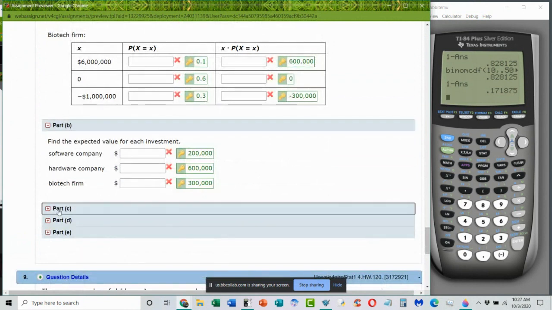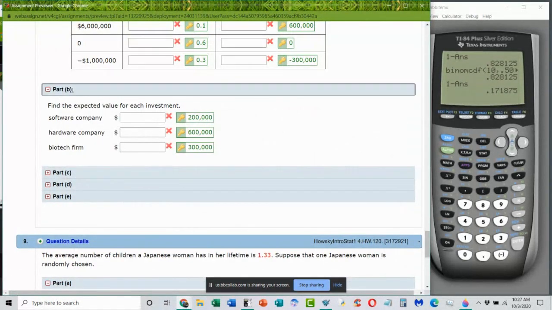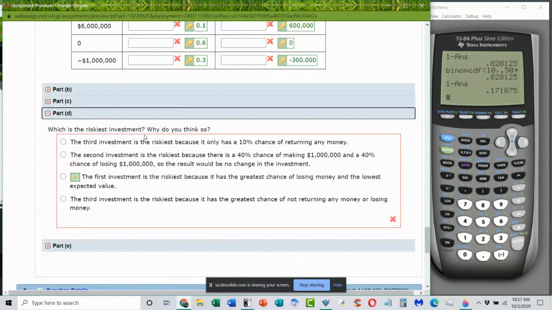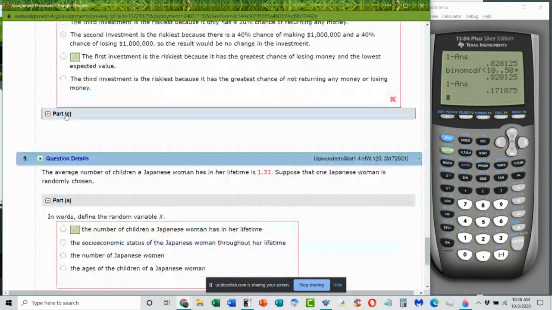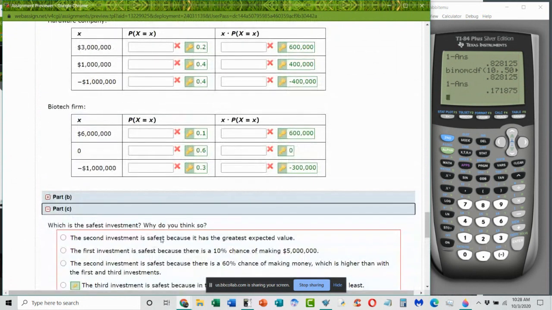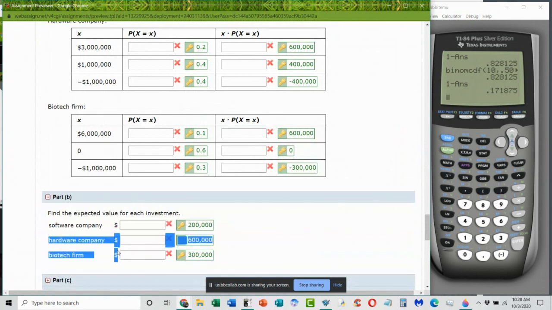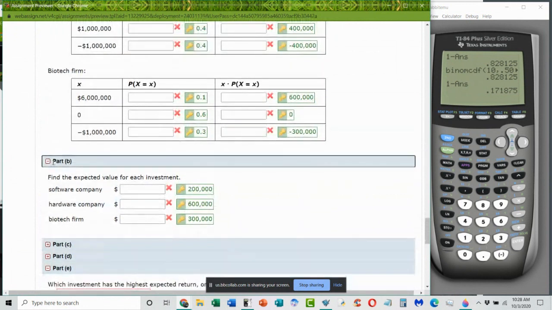And then from there, it's going to ask you, which one is the safest bet? And the safest bet is the one where your chance of losing your money is lowest. Which is the riskiest? That's the one where you have the greatest chance of losing money. So your chance of losing is the highest, and which has the best return. So that's going to be the one with the highest expected value, which is from part B. You're going to look here and go, oh, that's the highest expected value. It'll be different for everybody. So it's one of those three things. But that's what eight is.